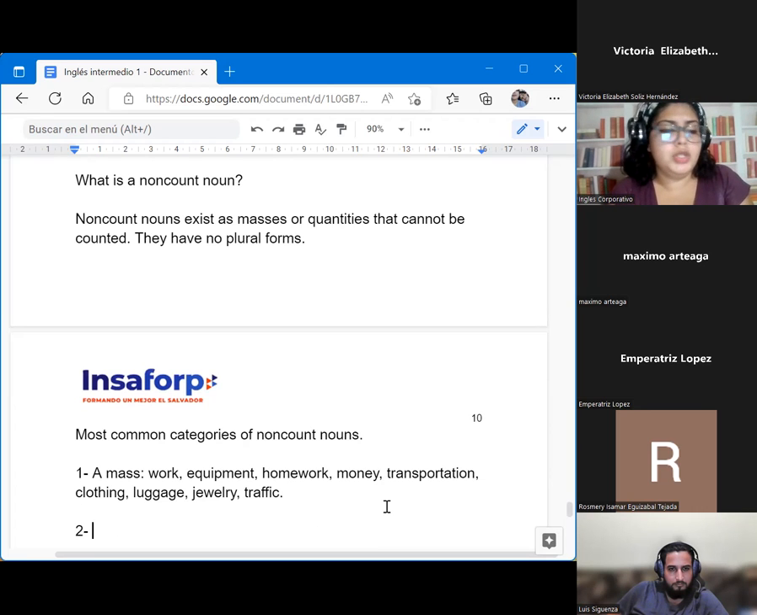Then, for the number two, we have a natural substance.